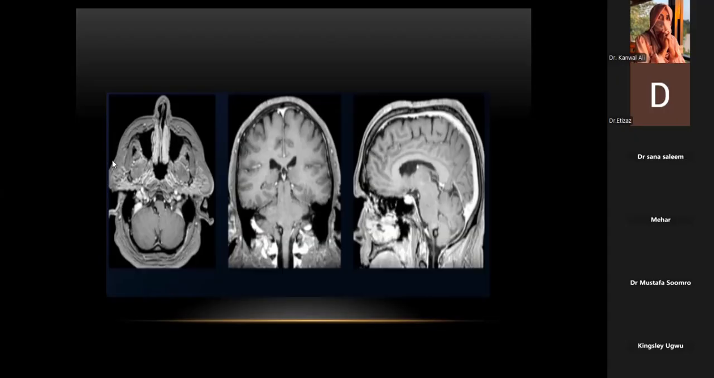Yes, sir. The first image is an axial section, T1 with contrast, and I cannot appreciate any lesion. The other one is the coronal section with contrast, and there is some hypointense lesion at the level of the medulla. And the other is the sagittal section, T1 with contrast, and there is some lesion at the upper part of the medulla.